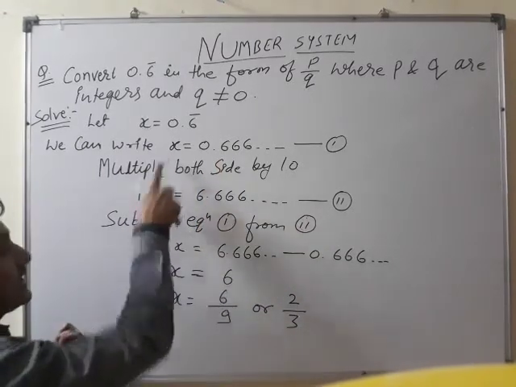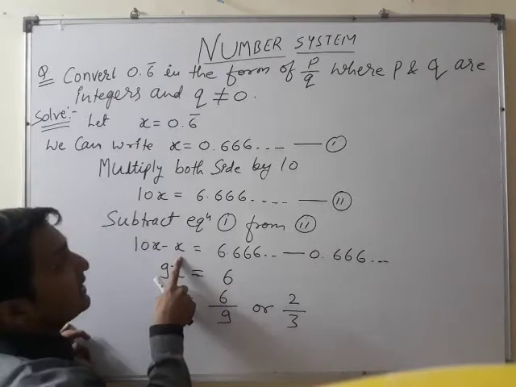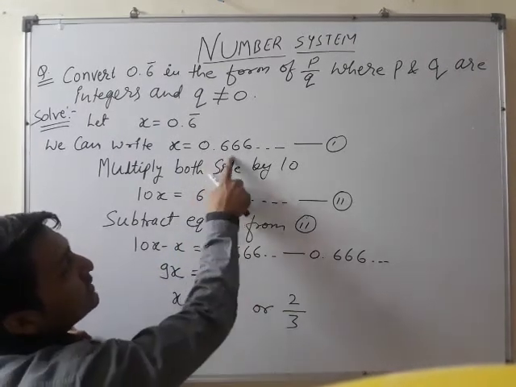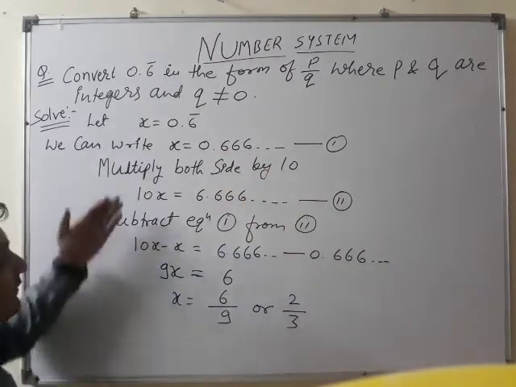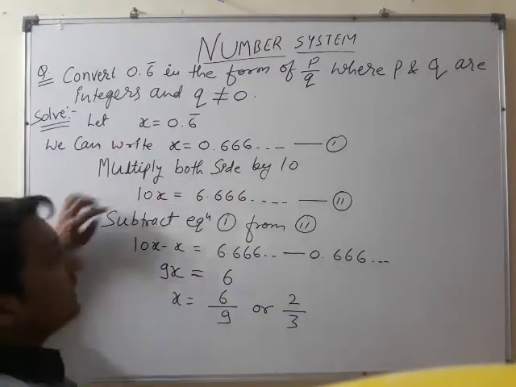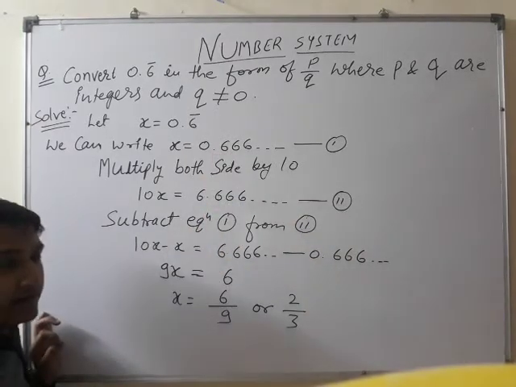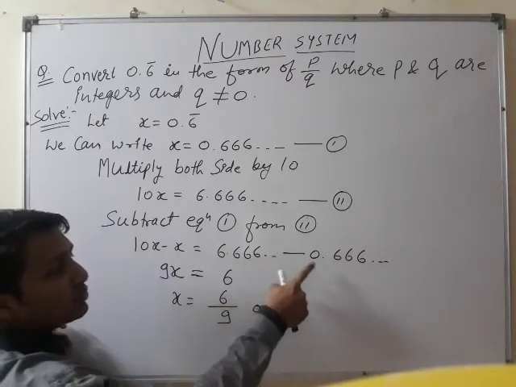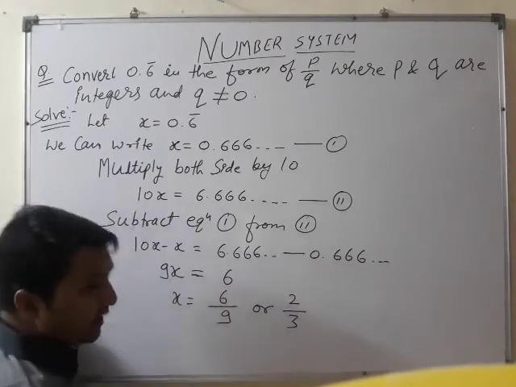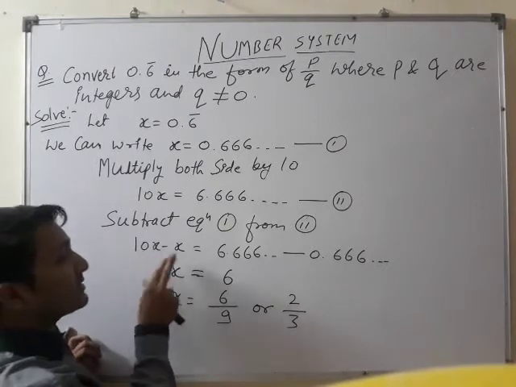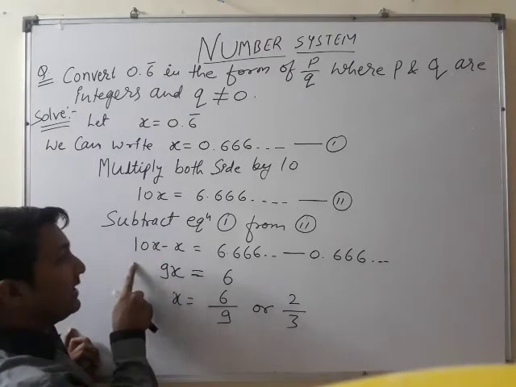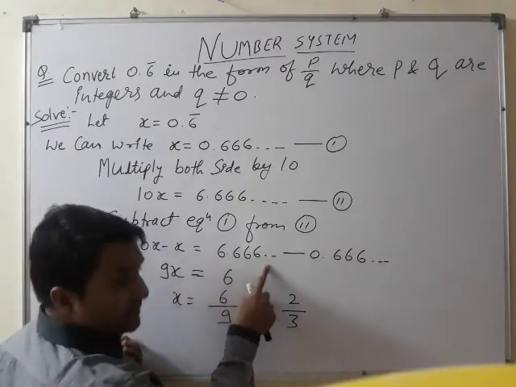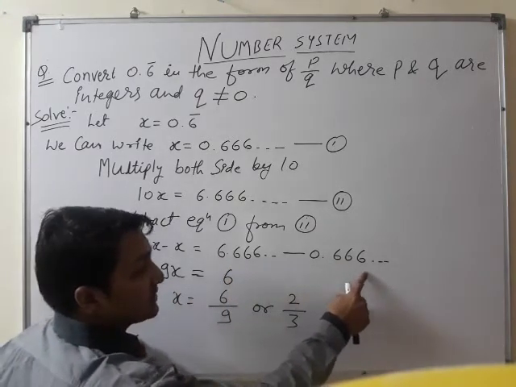So 10x minus x, and on this side 6.666 minus 0.666. Left-hand side will be subtracted from the left-hand side, right-hand side from the right-hand side. Now as we know, 10x minus x will be 9x, and on this side 6.666 minus 0.666 will be 6.